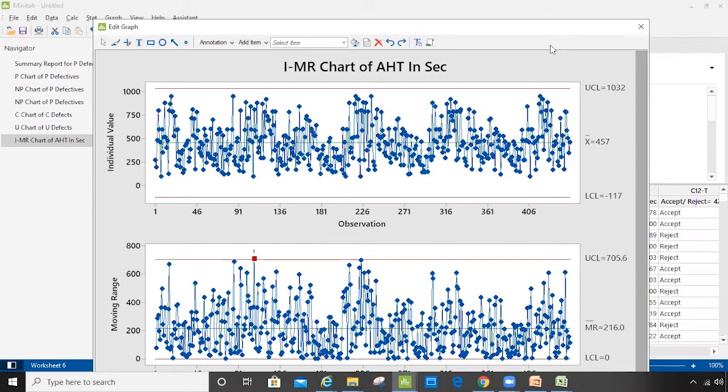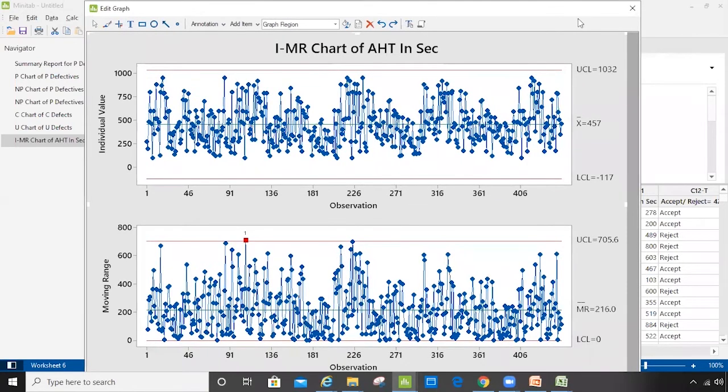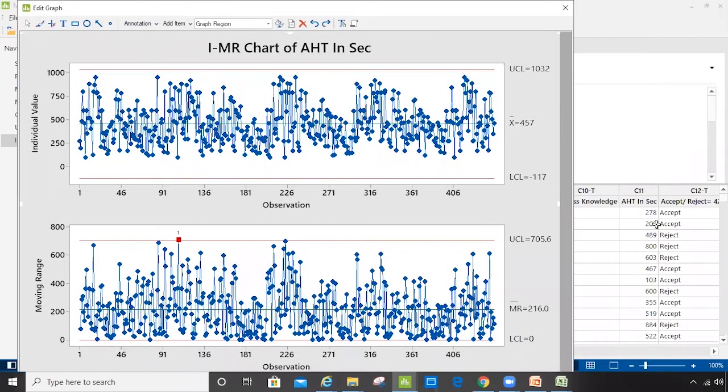Now, what is the moving range? Let's understand that first. Moving range is the difference between the first data point and the second data point, then the second data point and the third data point. That is how it is being plotted. So 278 and 200, the difference is 78. 200 and 489, the difference is 289. That's how it is plotted, to identify if the difference is outside the control limit.